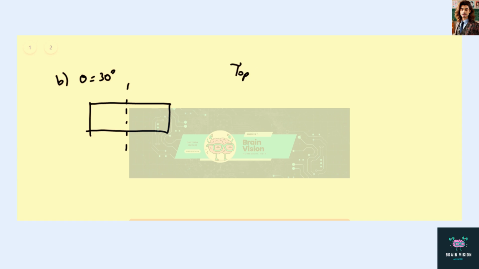So from the top view, what's actually going on is that this is the initial position of the loop, right? Then we're tilting our loop 30 degrees with respect to horizontal. So this angle is going to be 30 degrees. What is that going to change?